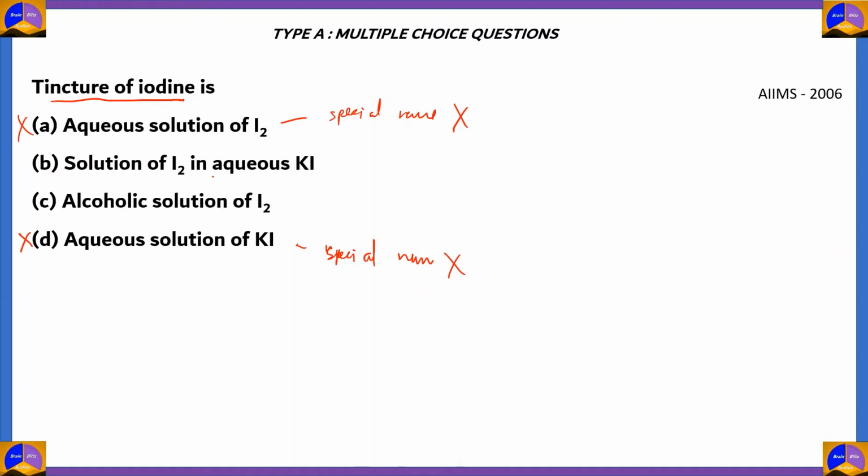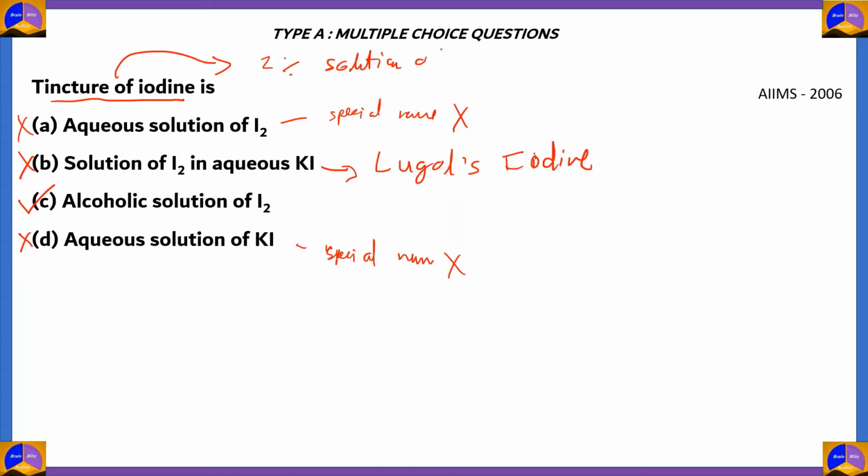Now, what about option B? Yes, option B, solution of I2 in aqueous KI. This is known as Lugol's iodine and not tincture of iodine. So option B is incorrect. The right answer is option C, alcoholic solution of I2. Tincture of iodine is described as a 2% solution of iodine in alcohol.